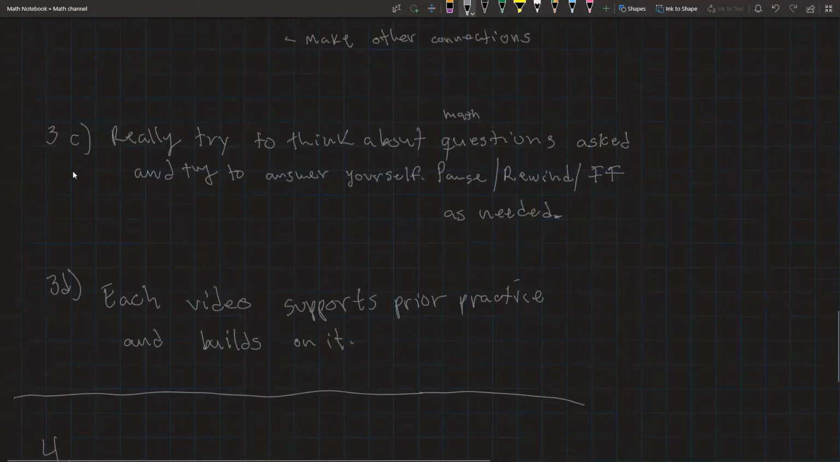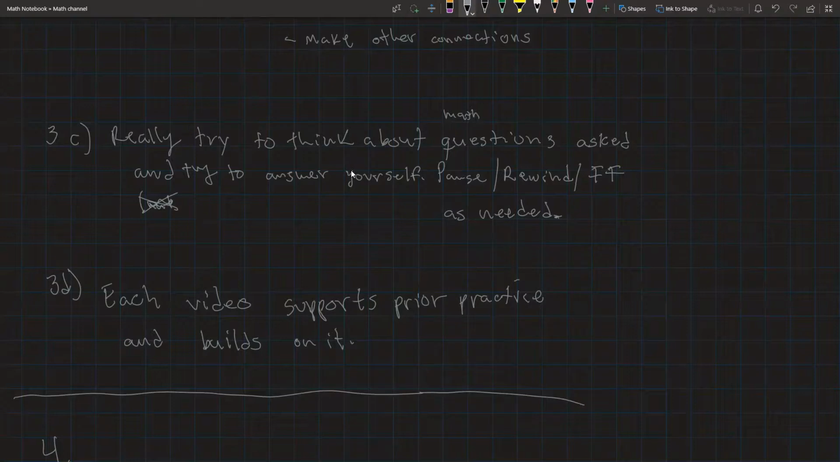All right, so letter C on number 3 is really try to think about the questions that are being asked in the math video. And I mean the math questions that I ask in these, and try to answer them for yourself. Try to think of it as math is not a spectator sport. Math is, you have to get your hands dirty. I don't know if I want to take time to write that right now, but math's not a spectator sport. You have to get yourself involved.